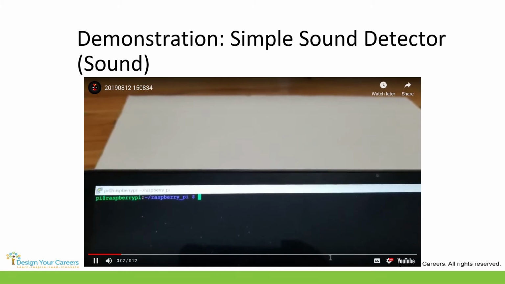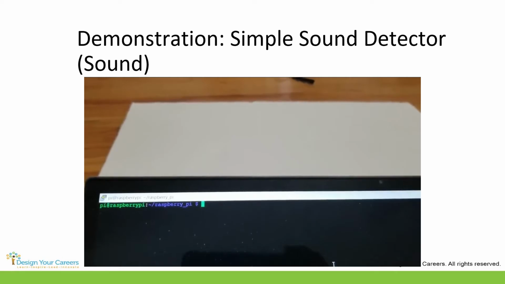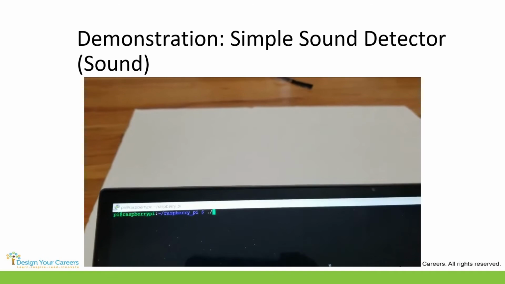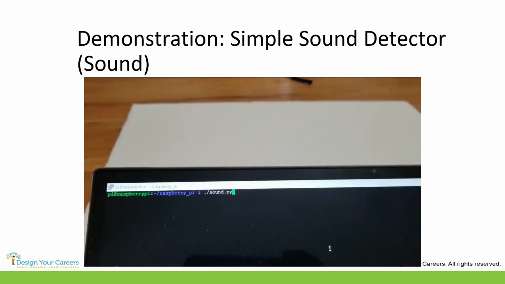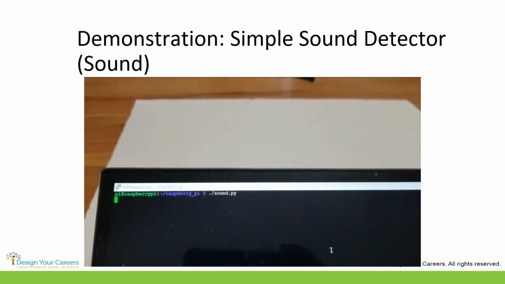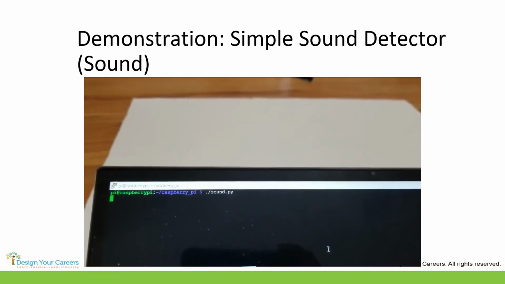Alright, so now that we've written the program, we just need to launch it. And to do that, we're going to type ./sound.py, and this is our Python file. And when we hit enter, we're just going to be greeted with a blank screen until we make a sound.